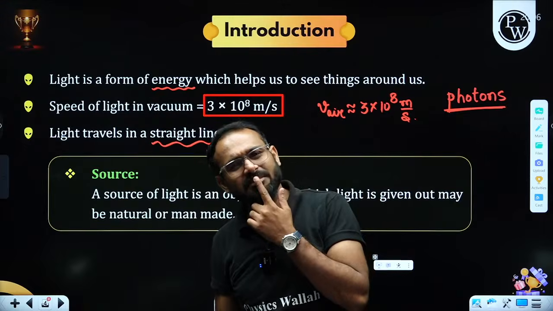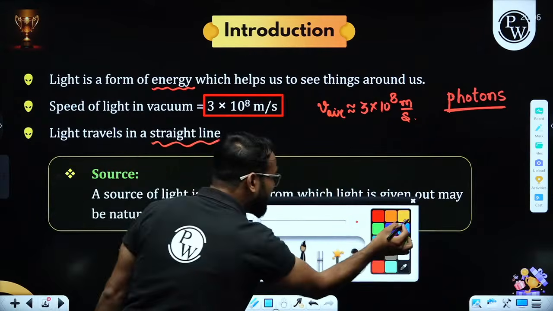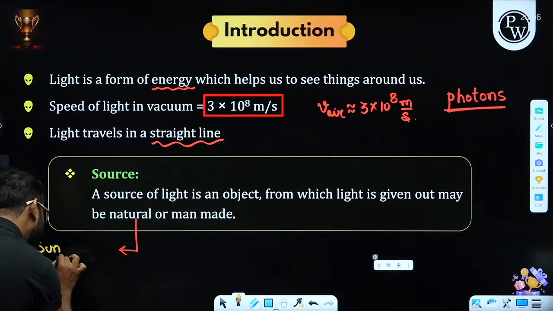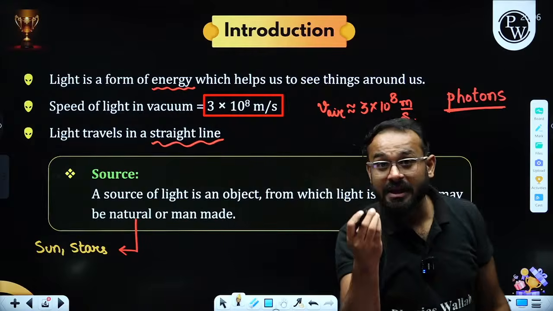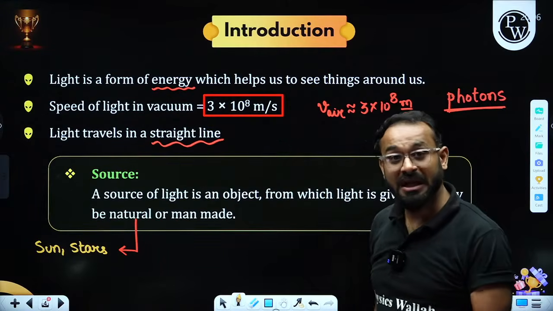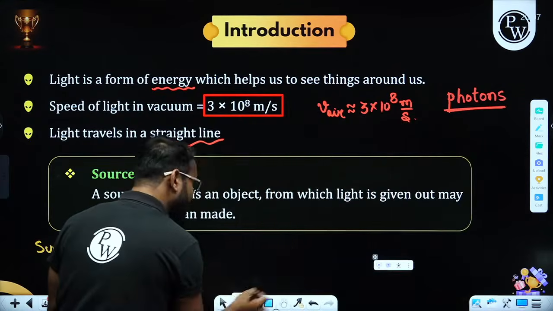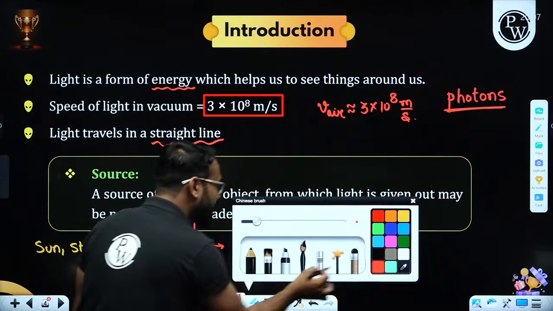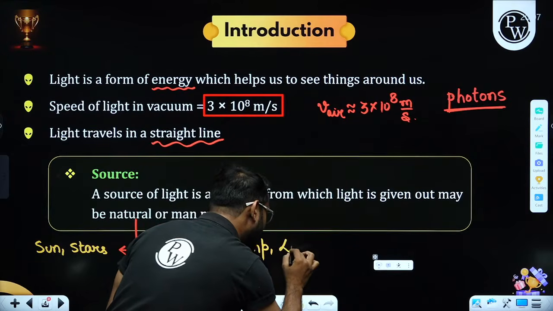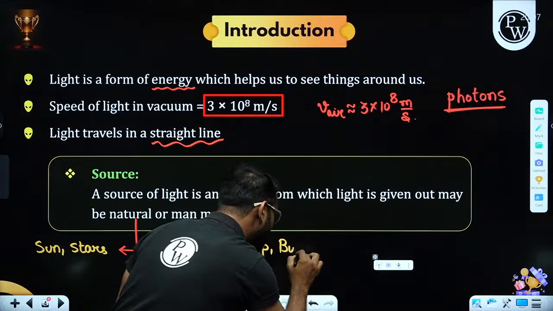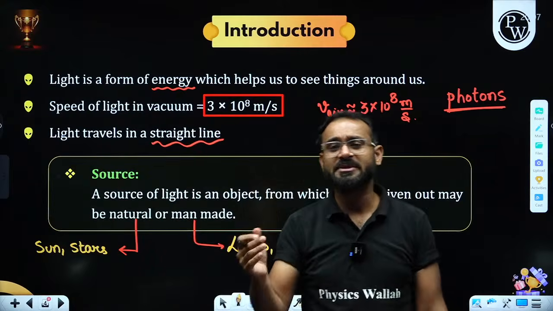Maybe natural, maybe man-made. When I take the example of natural sources of light, I will write sun, stars. These are the examples of natural sources of light. Whereas when I'm talking about man-made, we know that is quite easy: lamp, LED bulb, or you can directly write bulb, etc. There are so many examples related to that.